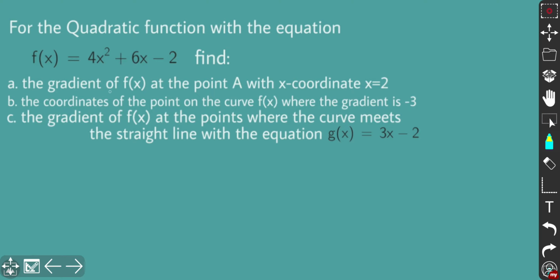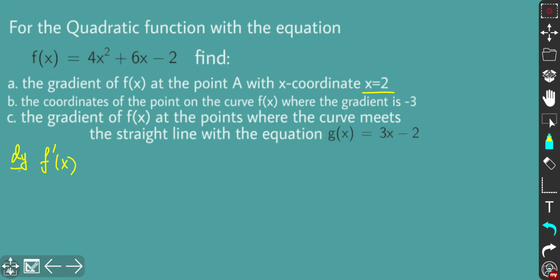Alright, so you are given a function and you need to find the gradient of f(x) at the point A with the x coordinate x equals 2. That's actually enough. In some questions you might be given both x and y coordinates. In this question you are given only the x coordinate, and this is not actually a problem. The general idea is that before you look for the gradient at the point, you need to find the derivative. So first you differentiate and look for f prime.